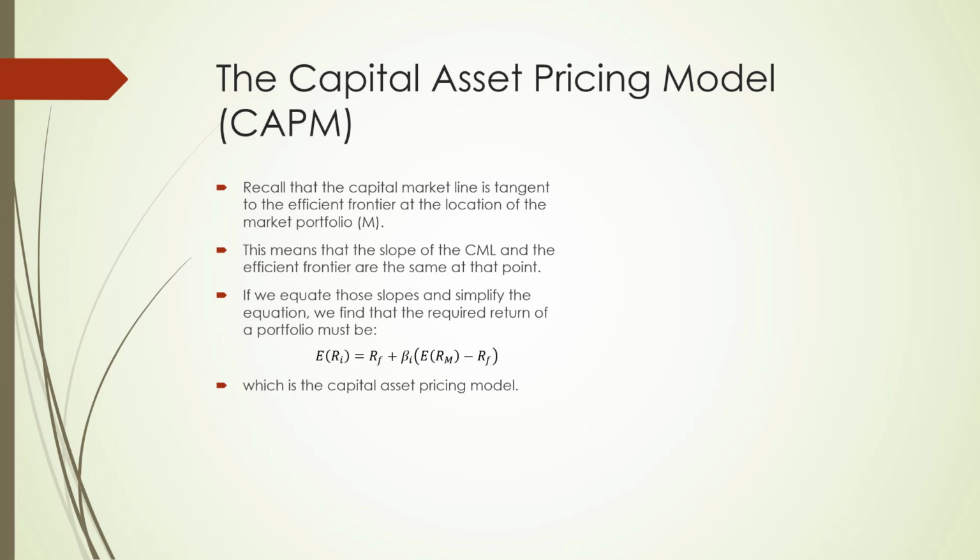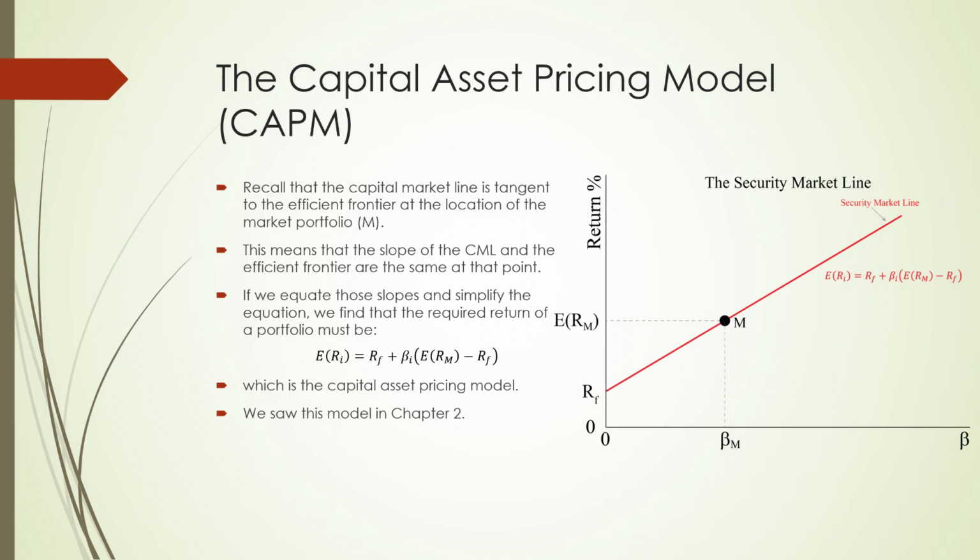That is the capital asset pricing model. And you should be familiar with the capital asset pricing model. That says that the required return on some asset is equal to the risk-free rate plus the asset's beta times the market risk premium. So that's where the CAPM comes from. Sometimes it seems like people think the CAPM was just invented on its own, but it's a mathematical result that comes from this idea of the efficient frontier and the capital market line.